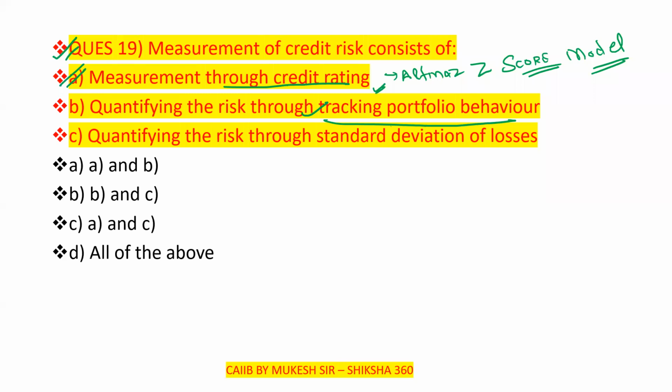So A, B, and C are all correct. So option number D is the answer here. Please go through that. Very, very important. That is measurement of the credit risk.